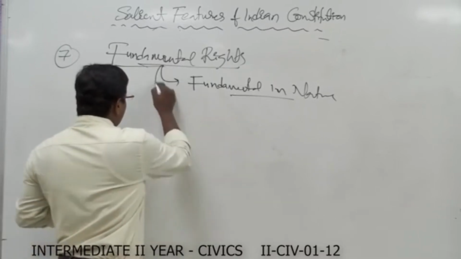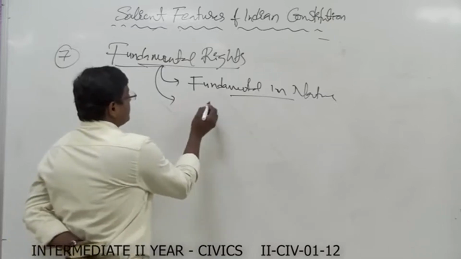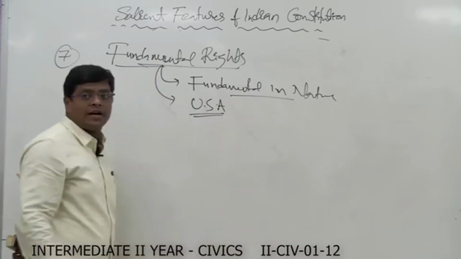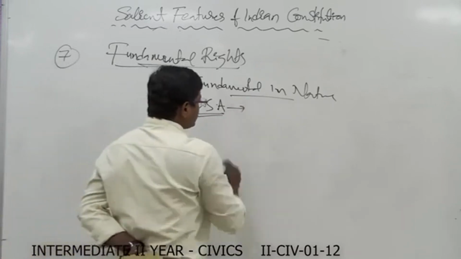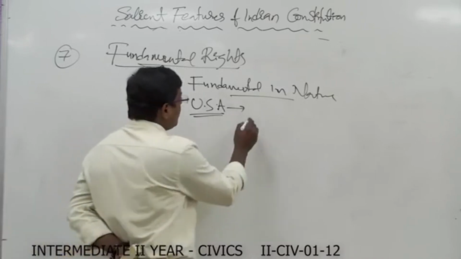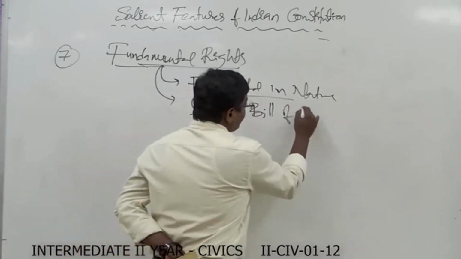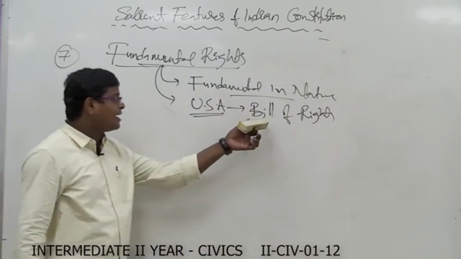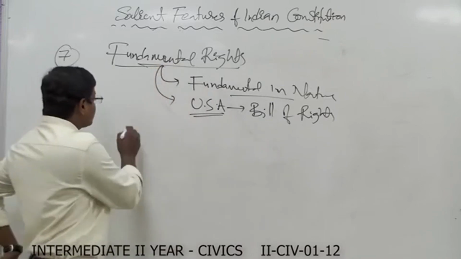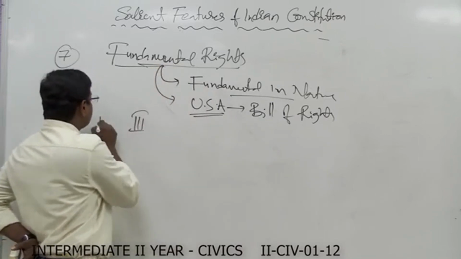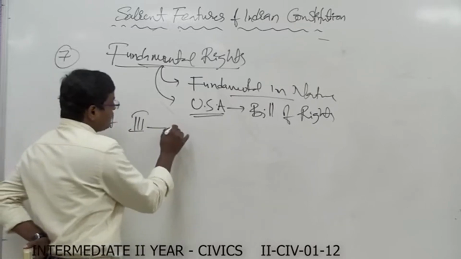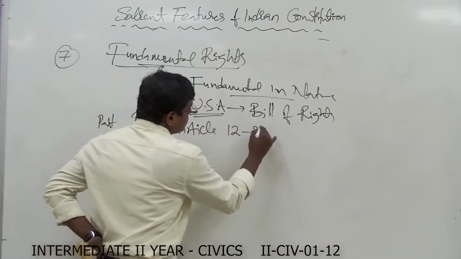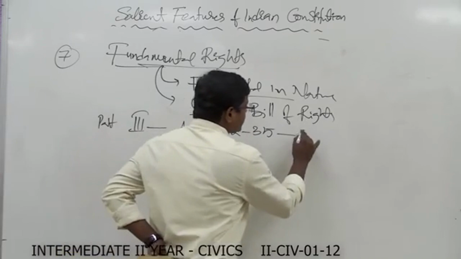You know very well, the fundamental rights are taken from the USA Constitution, the United States of America. In the United States of America, the fundamental rights are called the Bill of Rights. We were inspired by the American model of the Bill of Rights and incorporated fundamental rights in Part 3 of the Indian Constitution, from Article 12 to 35. Originally, there are 7 fundamental rights.